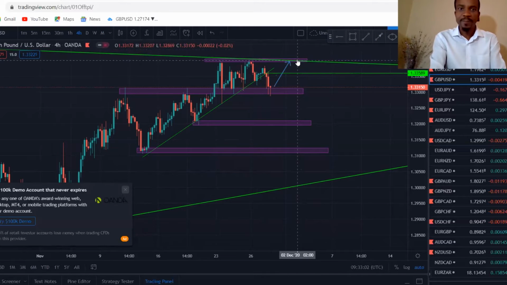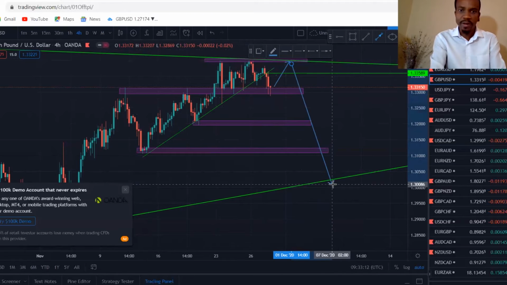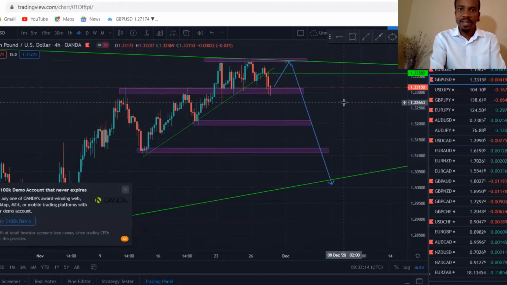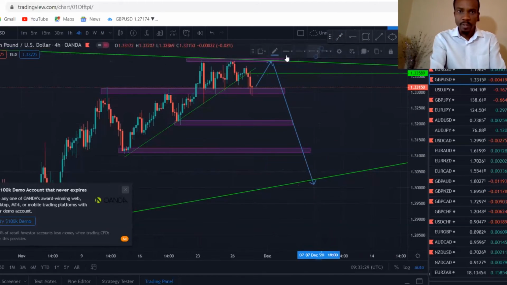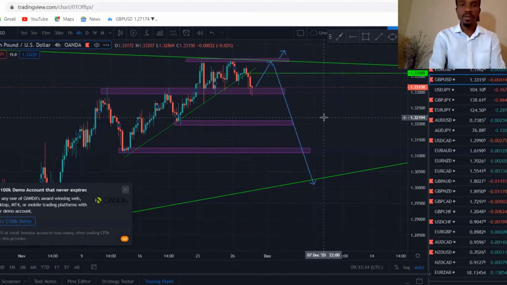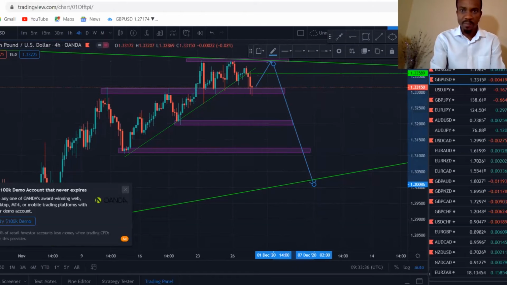So that's what we'll be expecting. Price consolidates. If it doesn't break the level there, we expect price to shoot straight to these areas. But if that does not happen, price will then shoot to the upside from there. So that's what we'll be looking at on GBP USD this coming week.